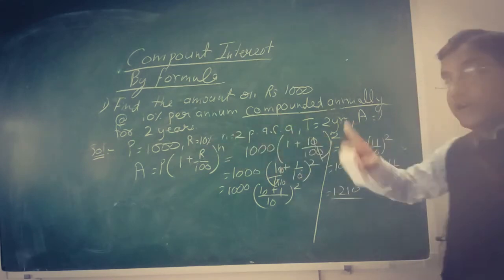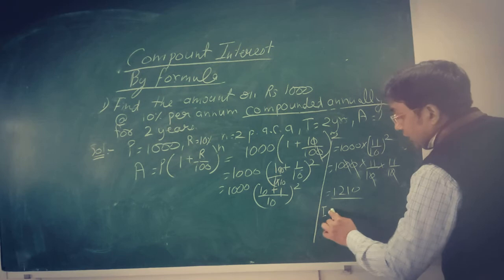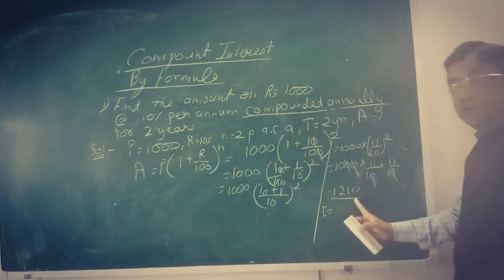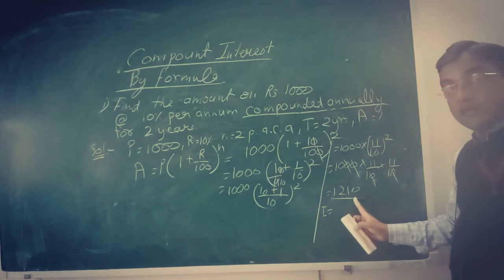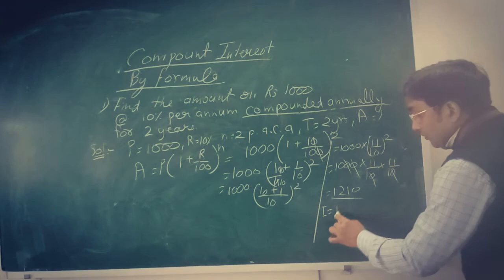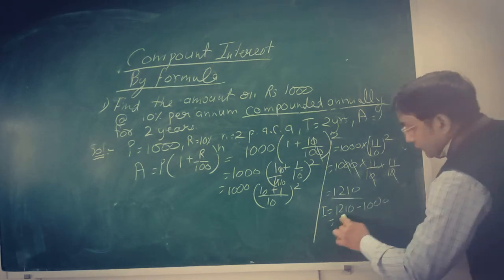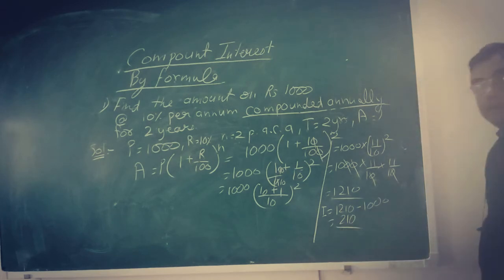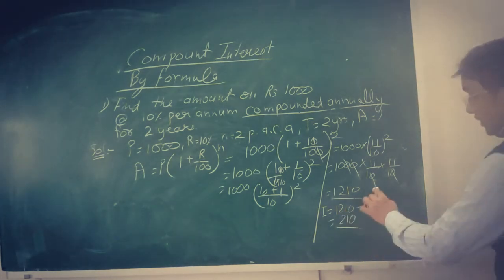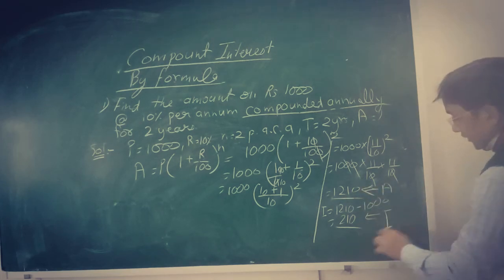If you want to find out the interest, that is compound interest. How much have you deposited? 1000. How much are you getting? 12,210. How much extra are you getting? That will be your interest. So it will be 200. So this is your interest and this is your amount.